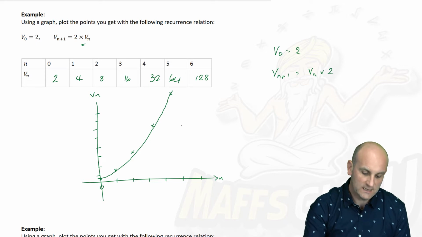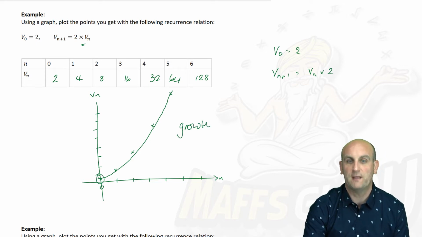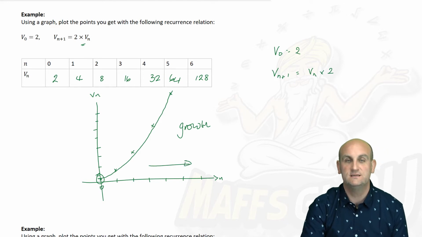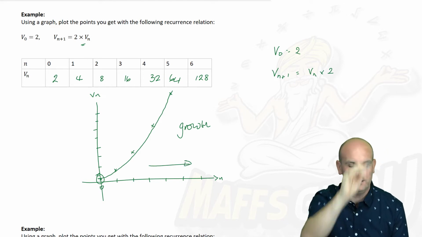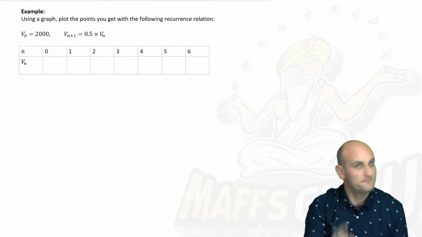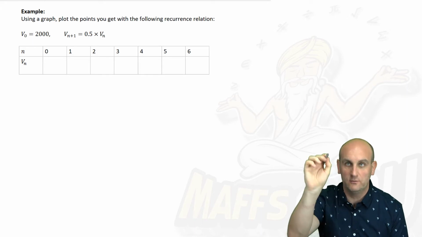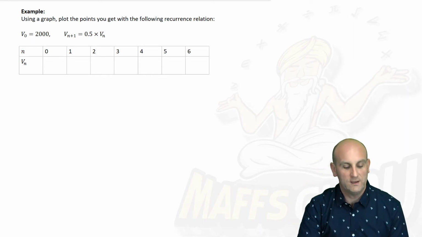Where did that come from? That is obviously a graph for growth. What do we notice? That was my initial value. As my value of N increases, so does my value of Vn. So I'm growing, thank you very much. But sadly, what goes up must come down. And in the same way, we can have geometric decay as well.